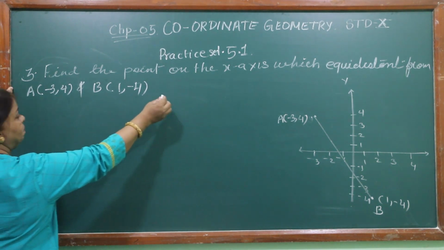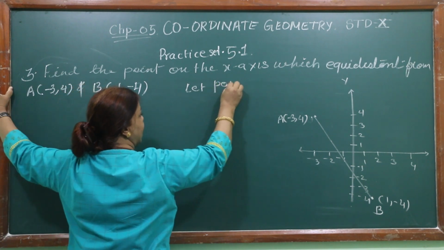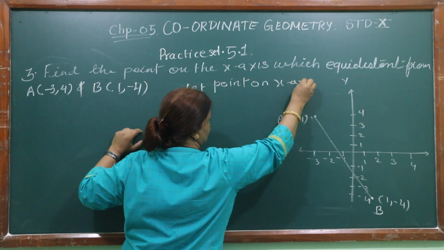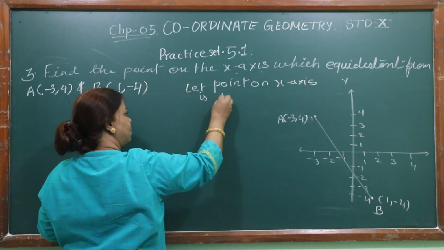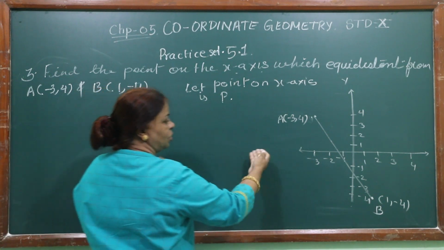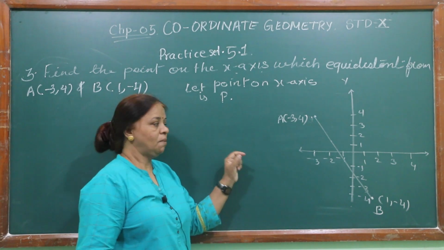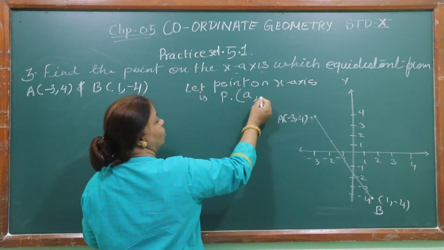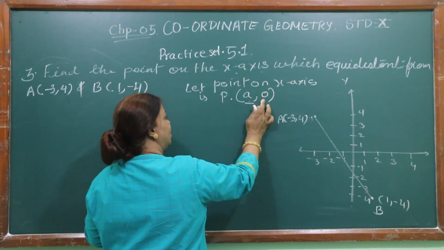Let that point be P. Let the point on the x-axis be P. If the point is on the x-axis, its y coordinate will be 0, children. So let P be (a, 0). A is the x coordinate and the y coordinate will be 0.